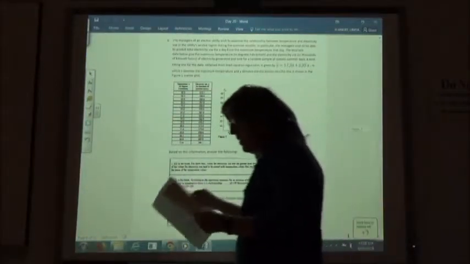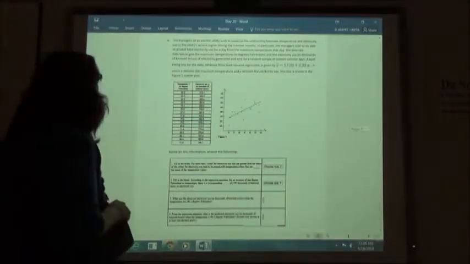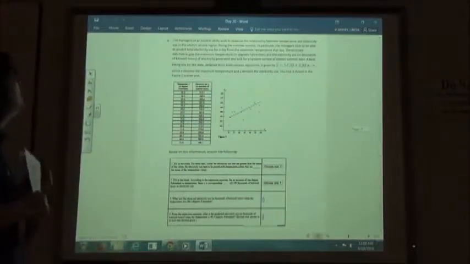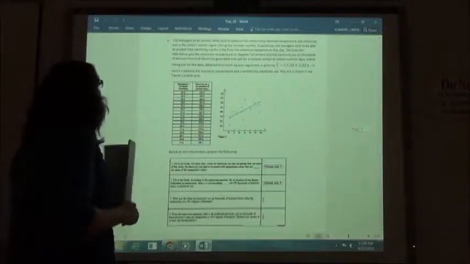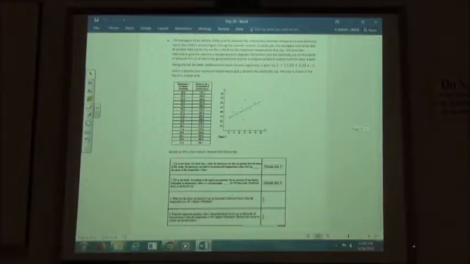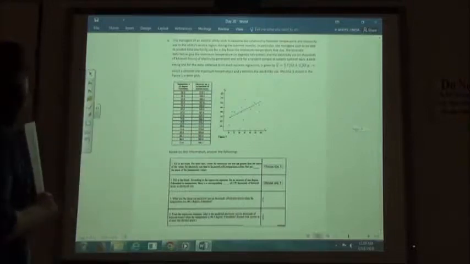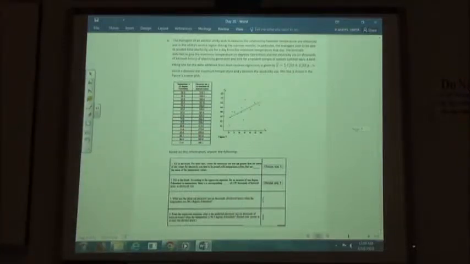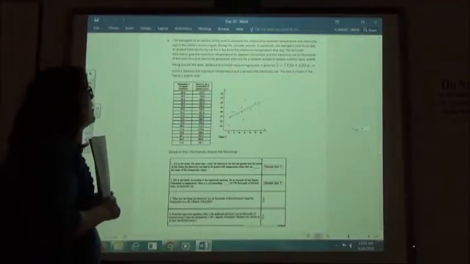Number 8 then. The managers of an electric utility wish to examine the relationship between temperature and electricity used in the utility service region during the summer months. In particular, the manager wishes to be able to predict total electricity use for a day from the maximum temperature that day. The bivariate data given below gives the maximum temperature in degrees Fahrenheit and the electricity use in thousands of kilowatt hours of electricity generated and sold for a random sample of 16 summer days.